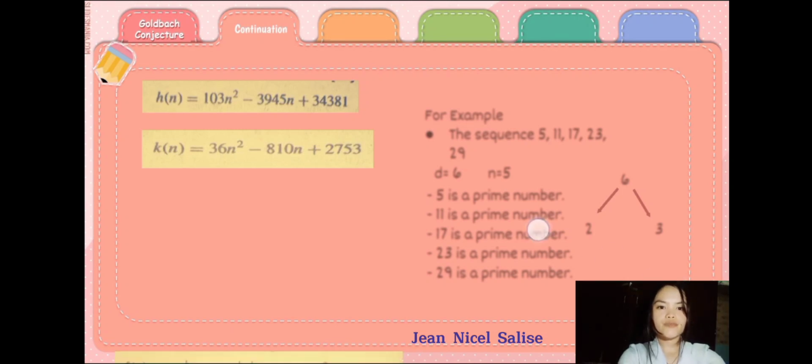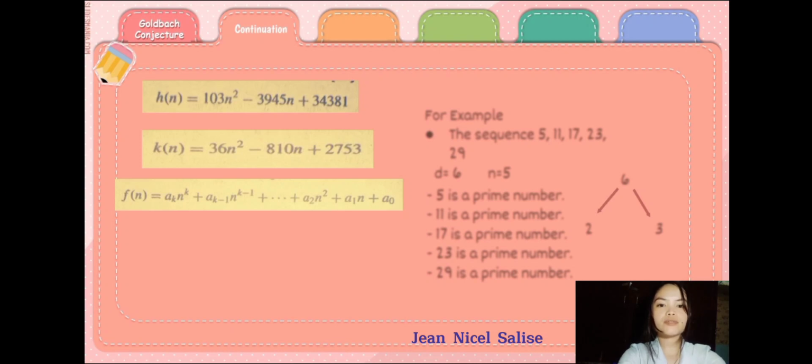The failure of the previous functions to be prime producing is no accident, for it is easy to prove that there is no non-constant polynomial f(n) with integral coefficients that takes only prime values for integral n ≥ 0. We assume that such a polynomial f(n) actually does exist and argue until a contradiction is reached. So, let f(n) be the polynomial shown in the PowerPoint, where all the coefficients a₀, a₁, up to a_k are integers, and a_k is not equal to 0.